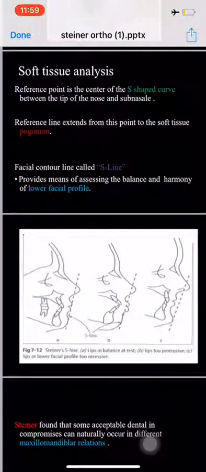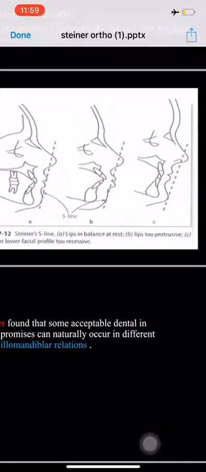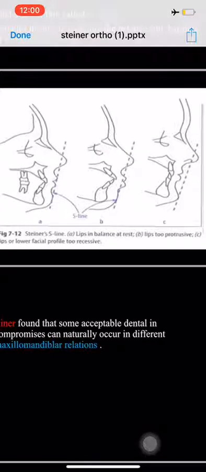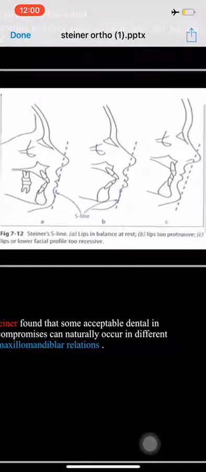فالشاف هذا provide means of assessing the balance and harmony of the lower facial height. سوى assessing للlower facial height من ناحية الأستيتيك. فنشوف بهاي الدوتد لاين، نشوف الصورة رقم A أنه Steiner's S-line lips in balance at rest while in B lips too protrusive يعني متقدمة بحالة كلاس 2 أو by maxillary lips or lower facial profile too recessive. في حين بالصورة C أنه راح نكون اللور لب هي recessive أو بكلاس 3 راح تكون recessive.